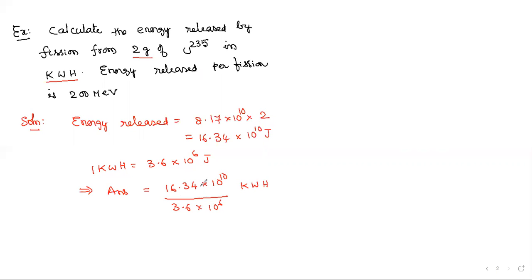If you do this, you will get approximately 4 point something, I think 4.5 into 10 to the power of 4 kilowatt hours. This is the answer. This is how to use the shortcut if they ask questions like this in an MSET type of exam.